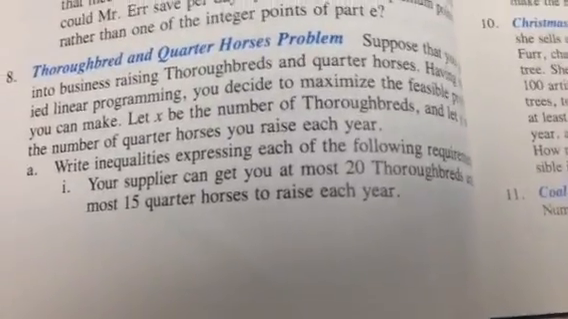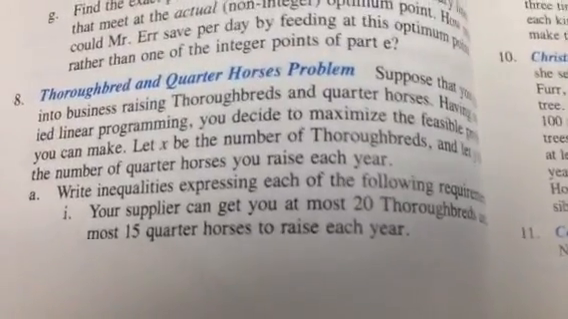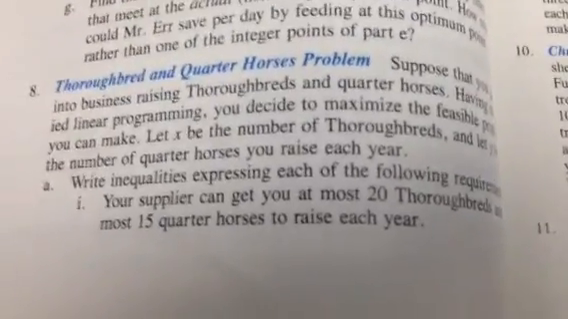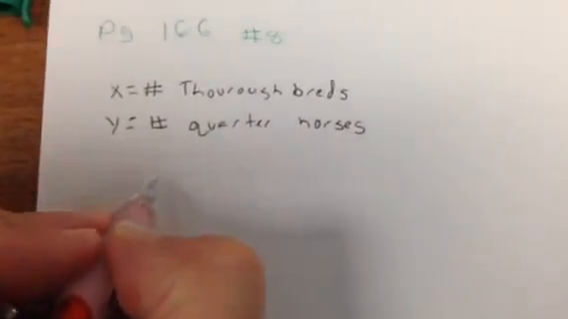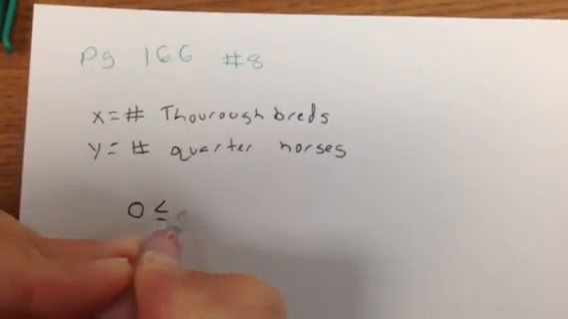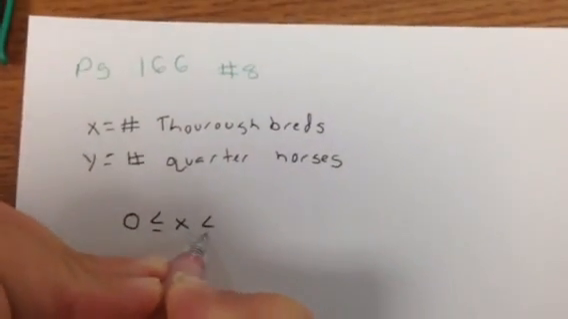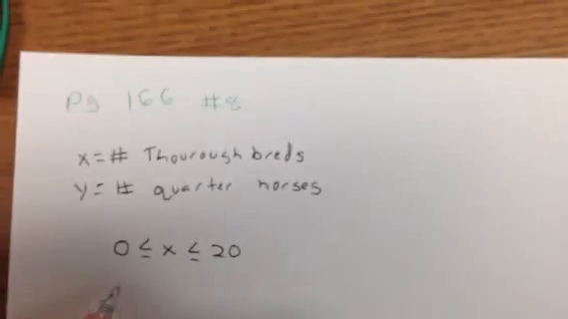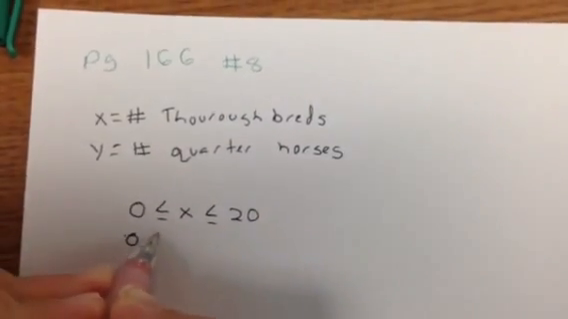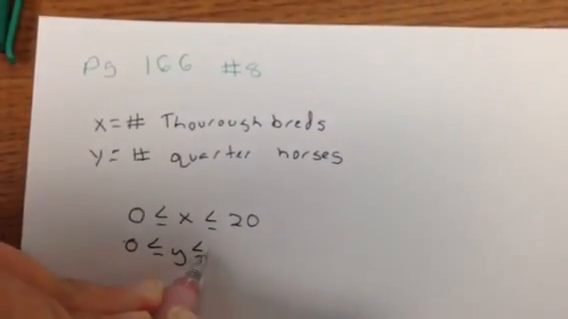It looks like your supplier can give you at most 20 thoroughbreds and at most 15 quarter horses to raise each year. Well, we know it's not reasonable to have negative thoroughbreds as well, so we're going to say that our X value has to be between 0 and 20 then. And then that our Y value has to be between 0 and 15.